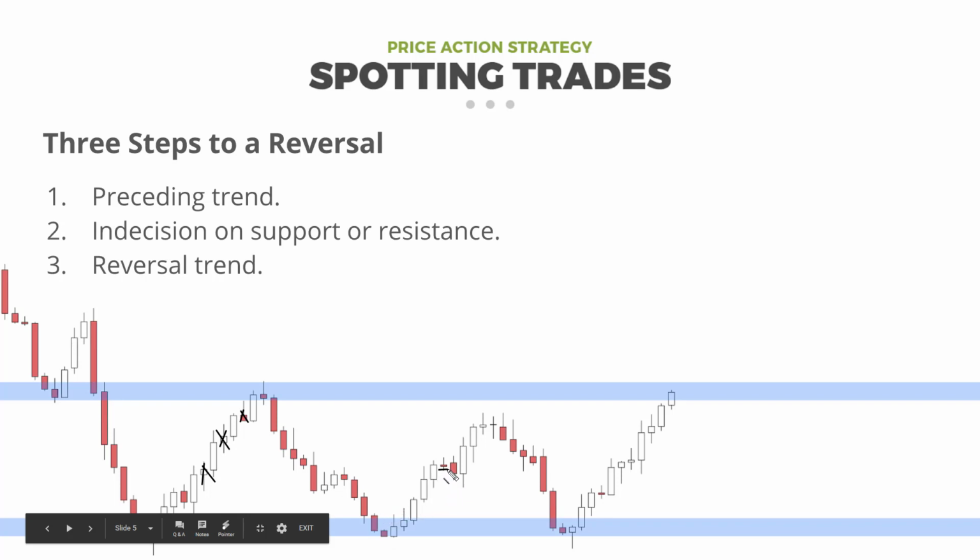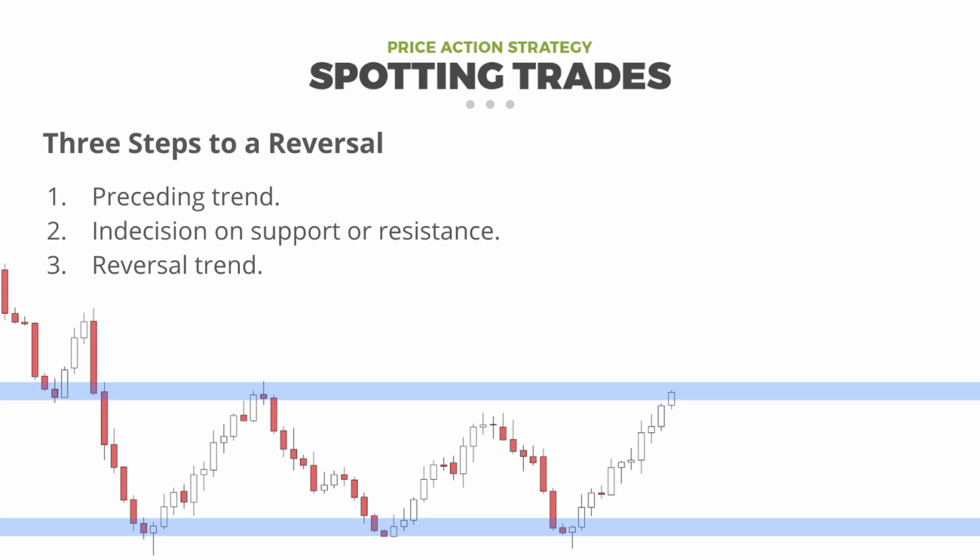Here's a good example. See this one here? Price pushed up, we got indecision. It started to reverse, but it didn't fully reverse. Indecision does not equal reversal. Indecision just means that price is undecided. What you need is indecision forming on support or resistance, because then you've got the backup of buyers and sellers.